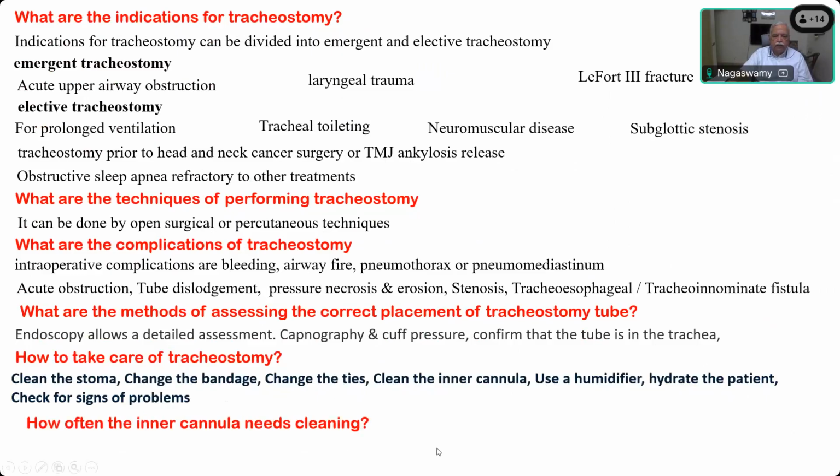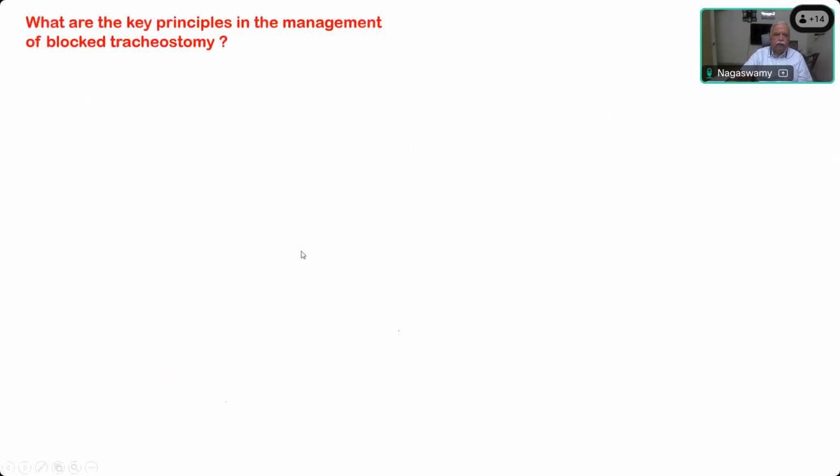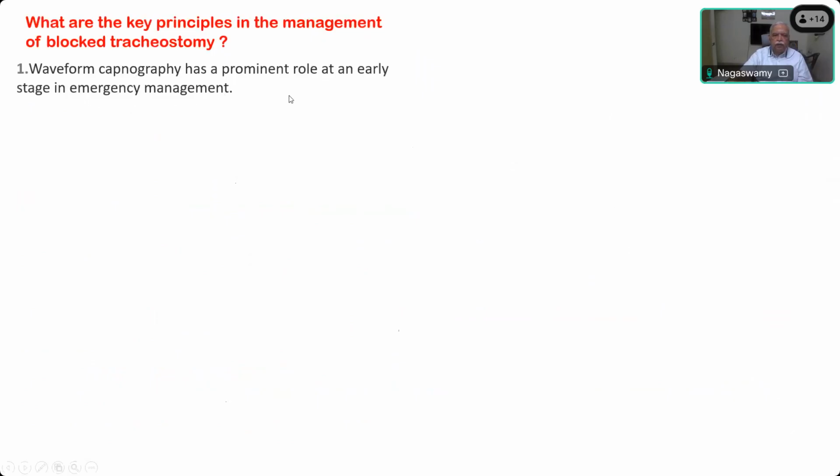How often does the inner cannula need cleaning? Remove and inspect the inner cannula regularly, at least 3 times a day. This is a very important point that you have to remember. What are the three principles in the management of a blocked tracheostomy? Waveform capnography has a prominent role at an early stage in the emergency management.